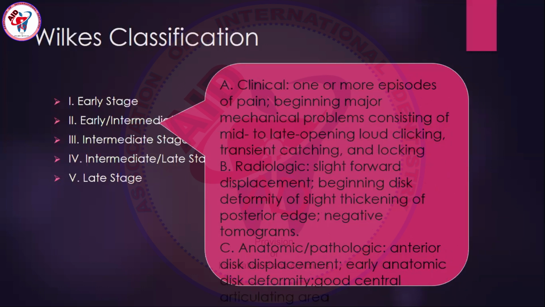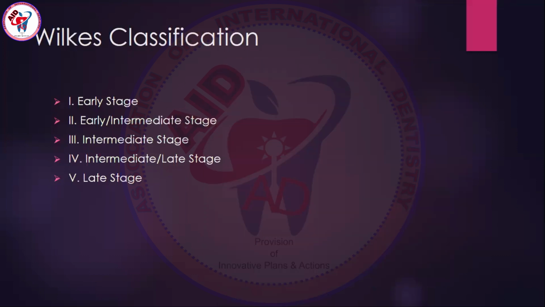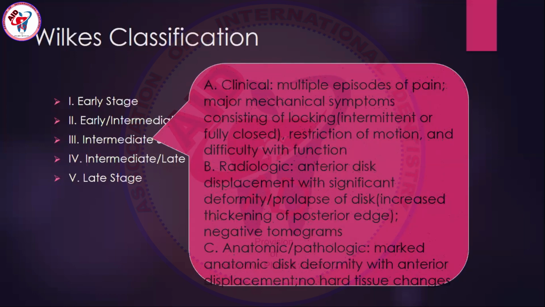Anatomically and pathologically, anterior disc displacement is there. Early anatomical deformity is formed, but the articulating area is yet promising. In the exact intermediate, there are multiple episodes of pain. Major mechanical symptoms consist of locking, intermittent and fully closed, restriction of motion, and difficulty with function. Here it starts with difficulties of function. Mastication becomes difficult, and talking is slightly difficult.